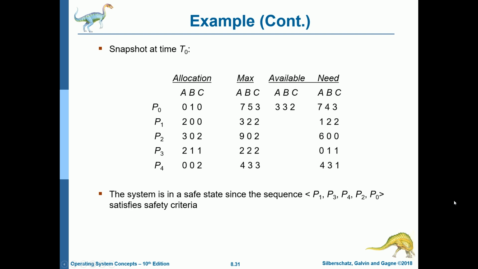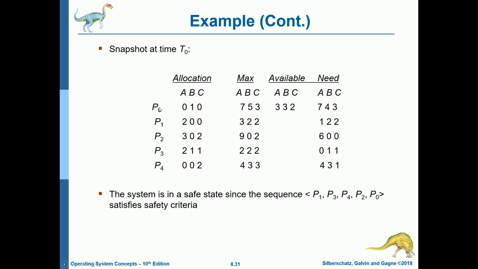Now, how were we able to accomplish this? Let's just look at this one by one. We calculated this need matrix right here. Now, what we need to do is examine what's available and what each process needs. Keep in mind, this is a vector, and this doesn't indicate that this is some P sub 0. This is just a vector on its own.